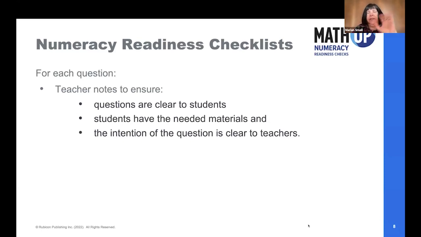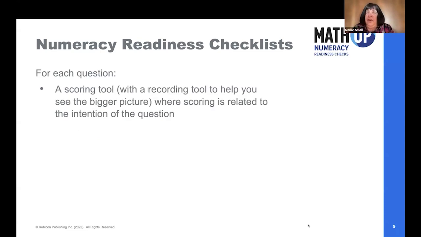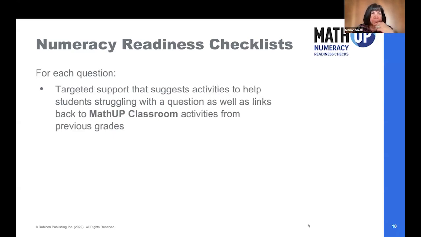We're suggesting to you what materials kids should have available. But what I think is really important is we're telling you why we're asking that question in the first place. What do we want to know about kids when we ask that question? And the teachers who've already used this have been very happy with seeing the intentions. We give you for each question a scoring tool with a recording tool to help you look overall at where kids are doing well, where they are not doing as well. And the scoring is, of course, related to the intention of the question. So if kids make a mistake that has nothing to do with the intention, we're not going to worry about it. We're going to look at the intention of the question and help you score based on that.